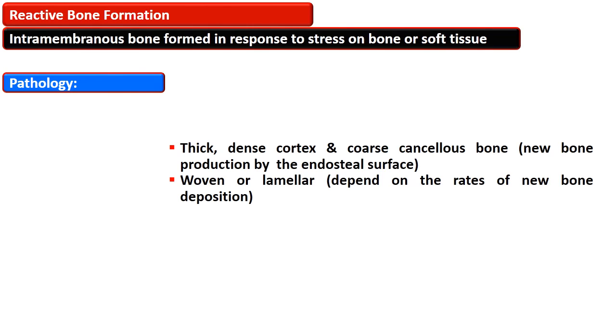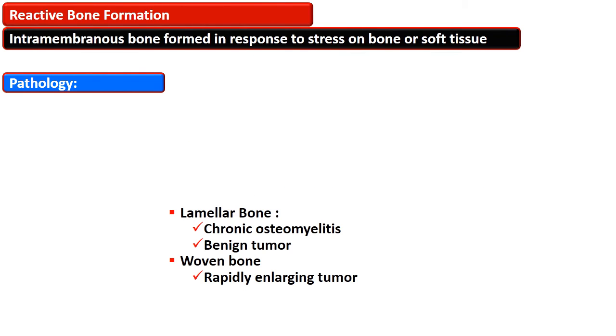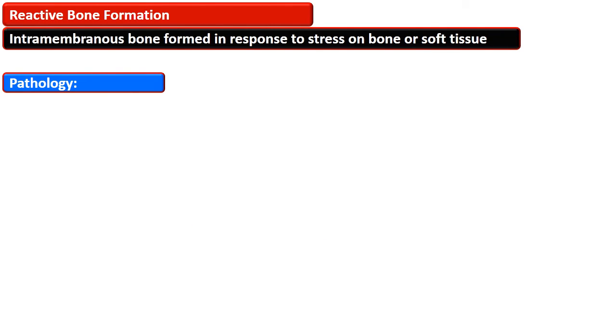Both woven and lamellar bone can be seen. It depends on the rate of deposition of the new bone. Lamellar bone is commonly seen in chronic osteomyelitis and benign tumor. In this situation, the periosteum has sufficient time to respond to the stimulus, while in a rapidly enlarging tumor, woven bone is usually seen.